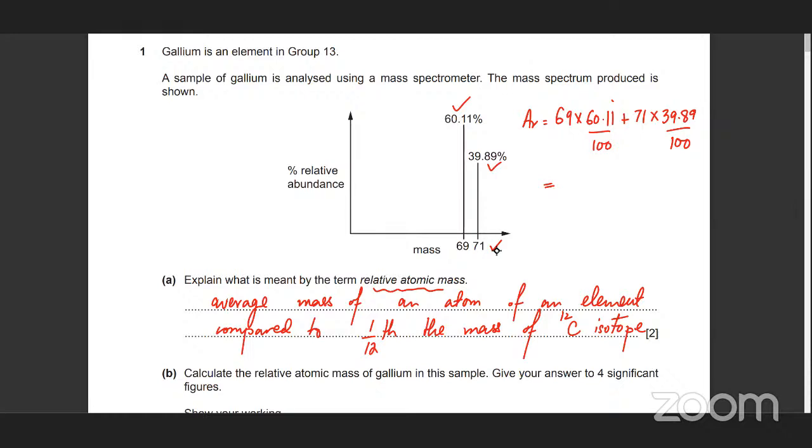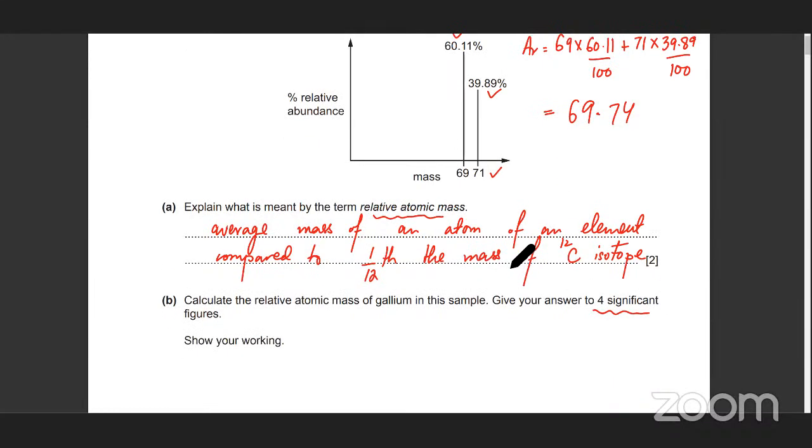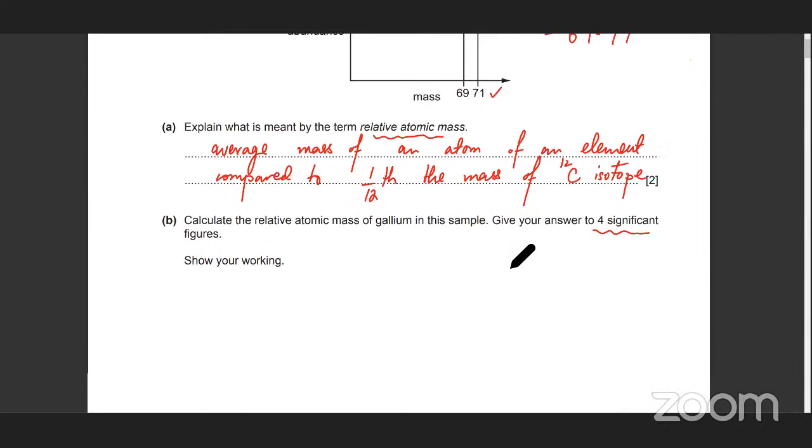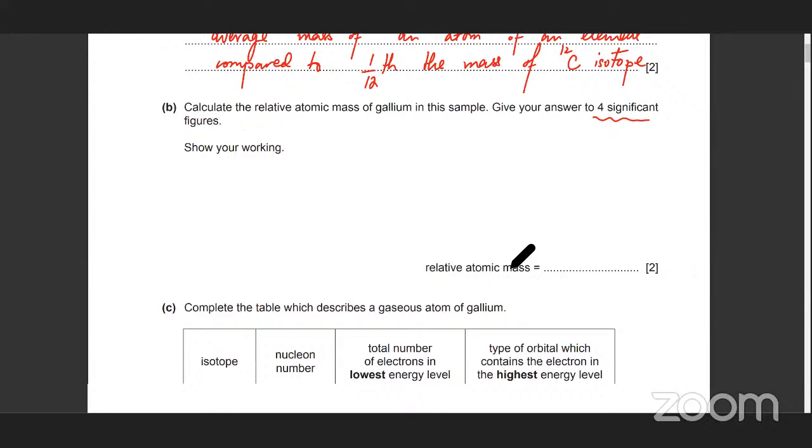नहीं, उसने decimal places नहीं, 4 significant figures कहा है. और मैंने वैल्यू सारी सही लिखी है, 39.89, 60.11, ठीक है? So it's coming out to be 69.74.